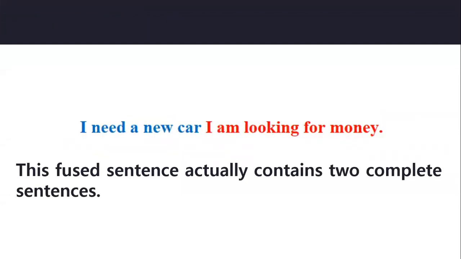So we have the sentences: I need a new car, I am looking for money. This fused sentence actually contains two complete sentences. The first, the blue one, I need a new car, can stand alone and makes perfect sense. And the second, the red one, I am looking for money, again, can stand alone and make perfect sense.